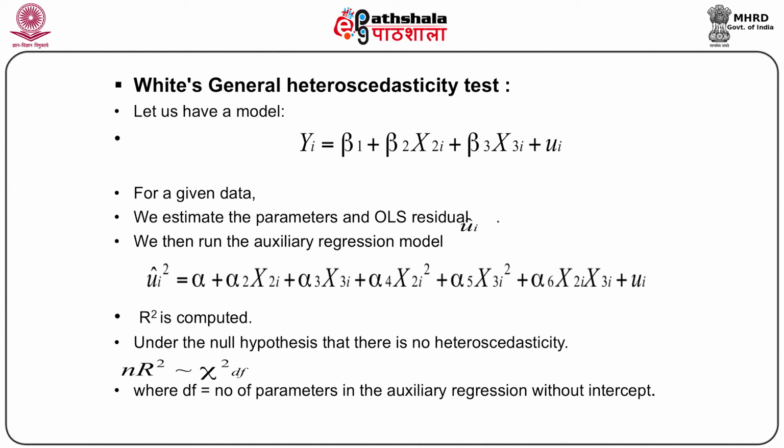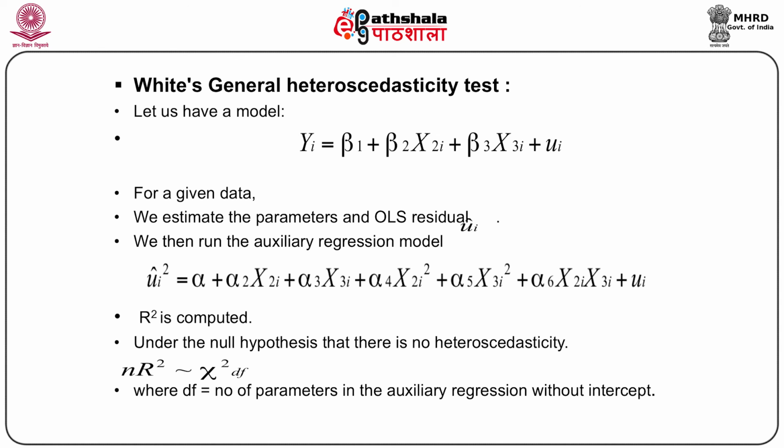For a given data, we estimate the parameters and the ordinary least square residual ui hat from the above regression model. After we obtain ui hat, we run the auxiliary regression model of the square of estimated residuals ui hat on our explanatory variables. The model can be written as ui hat square equals alpha 1 plus alpha 2 x2i plus alpha 3 x3i plus vi.